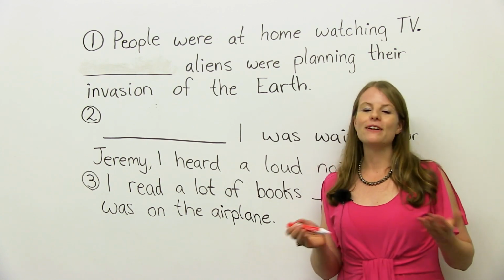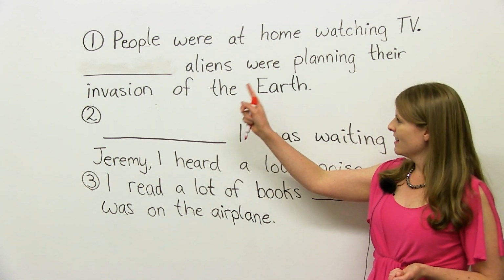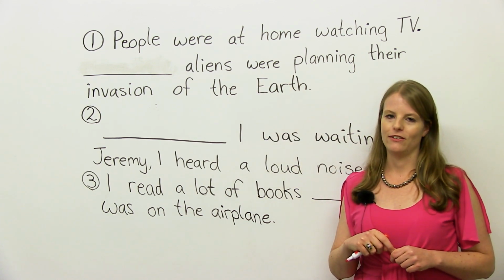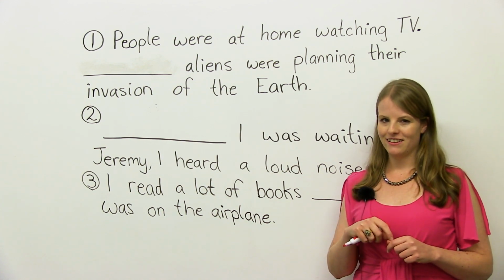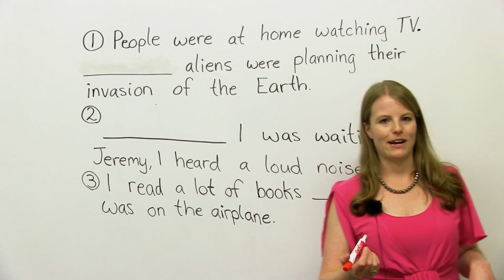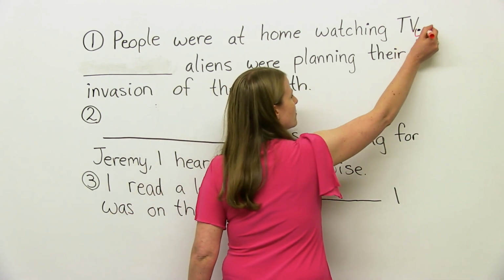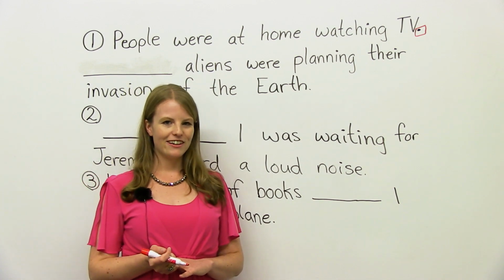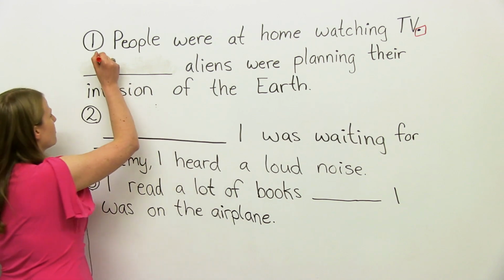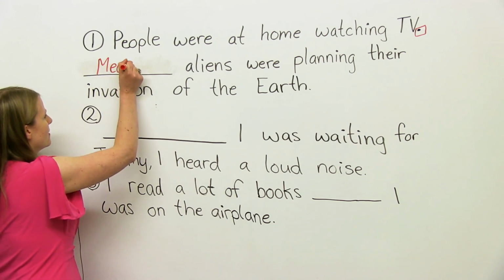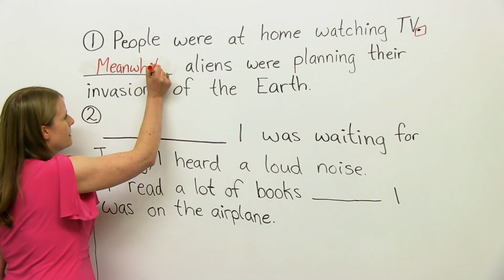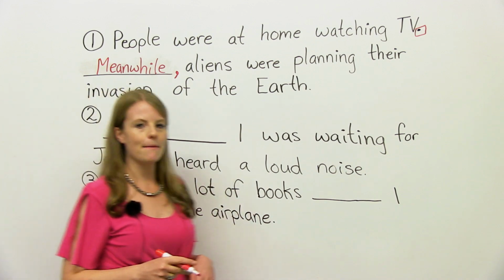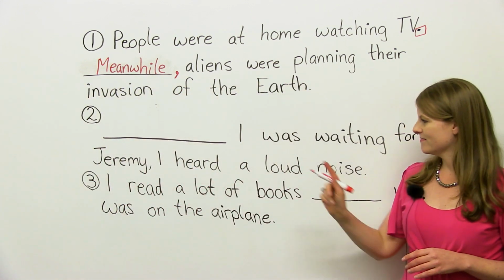Ooh. So what do you think it is? Do you think it's while aliens were planning their invasion of the Earth, or meanwhile aliens were planning their invasion of the Earth? Think about it for a second. What clues do you have? Point out a clue. You have a period here. Does that help? The answer is meanwhile, because we have two sentences. And what comes after meanwhile? Comma. Good.